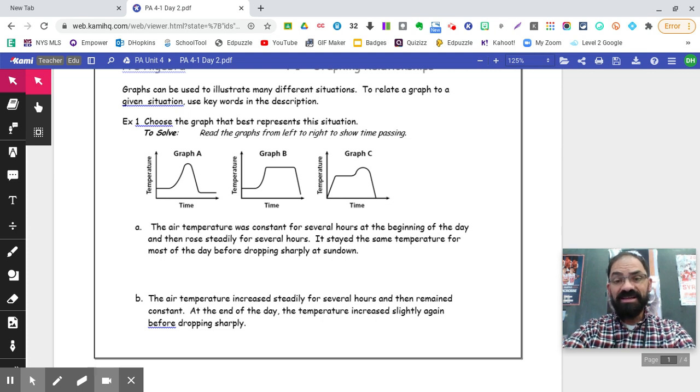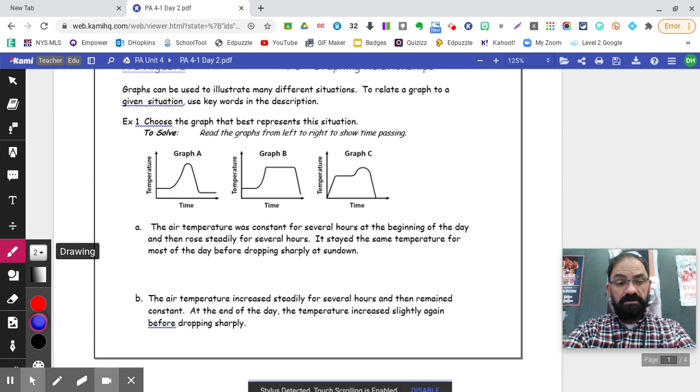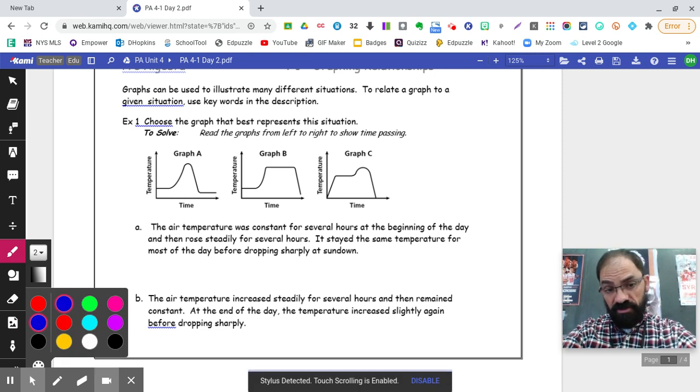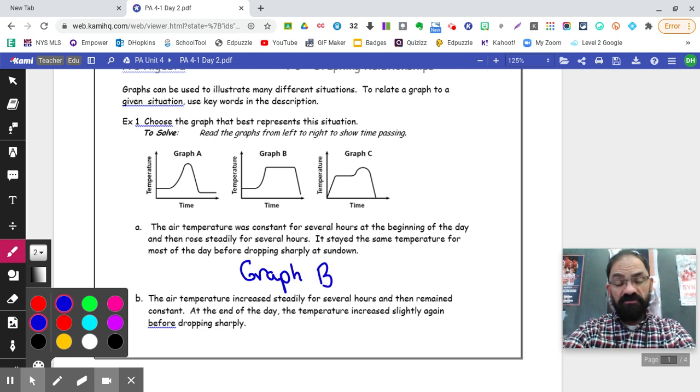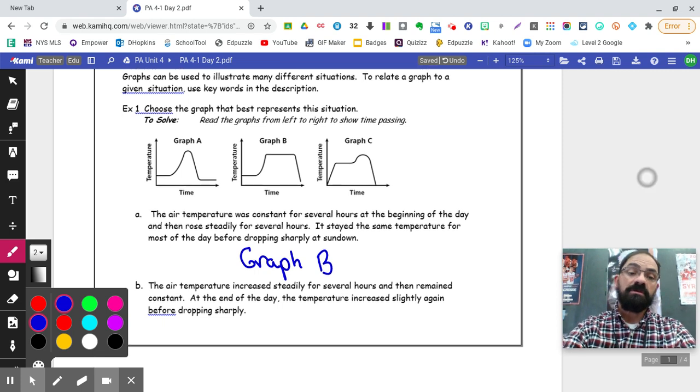It then stayed the same temperature for several hours, leaving us with graph B. Because in graph A, it rose steadily and then it declined shortly after. In graph B, it rose steadily and then it stayed the same temperature.